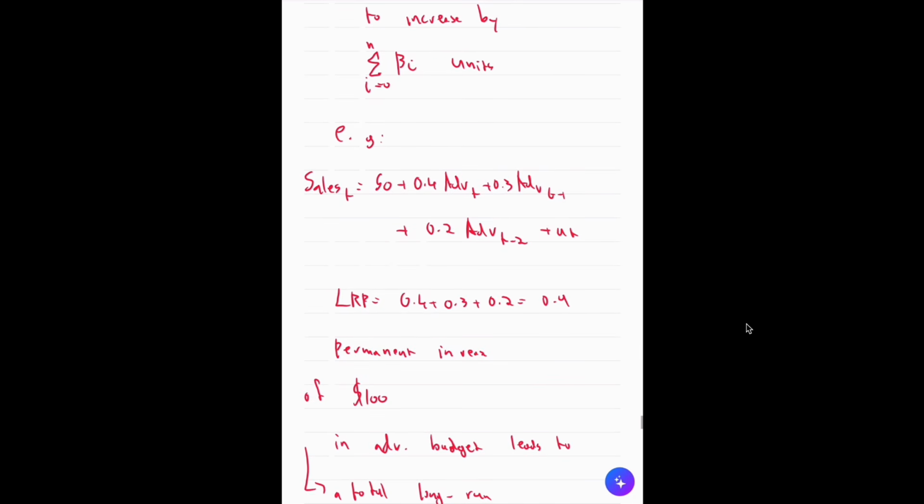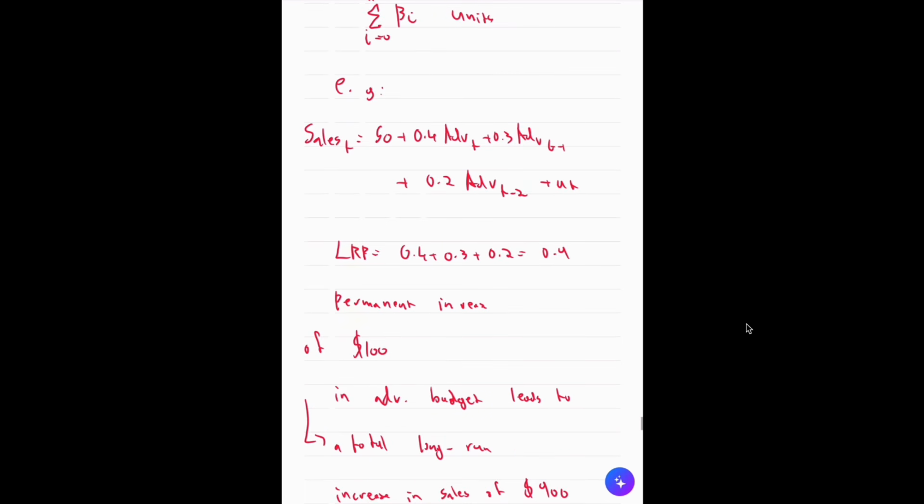So for example, look at something like this. So if we have sales in year t, and we have this model. So the constant is 50 plus 0.4 expenditure on advertising in year t plus 0.3 expenditure on advertising in year t minus 1 plus 0.2 expenditure on advertising in year t minus 2 plus an error term. What is our LRP? So we sum up 0.4, you see, not the constant. So 0.4 plus 0.3 plus 0.2 is 0.9.